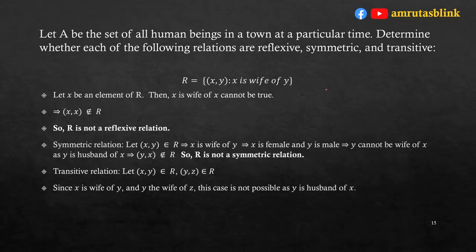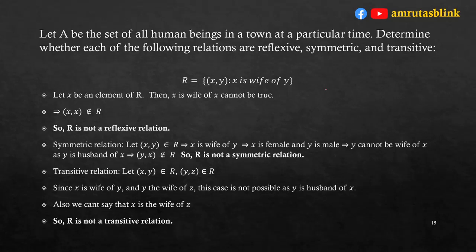Now initially x is a wife of y, that means x is wife and y is husband. So our assumption itself is not true, because now if we say that (y, z) also belongs to R, then y has to be wife and z has to be husband, which is not true. Hence this relation is not transitive also. Hence in this case R is not reflexive, nor symmetric, and it is not transitive also.